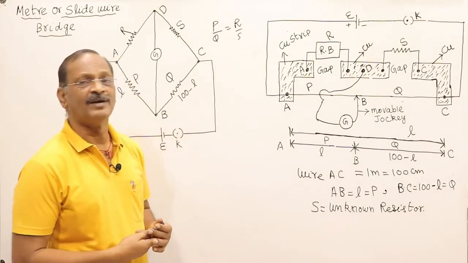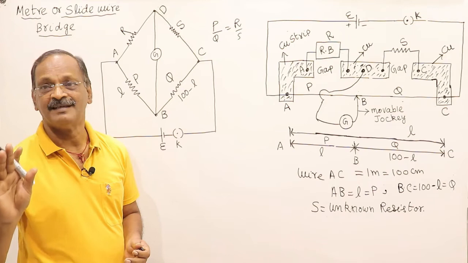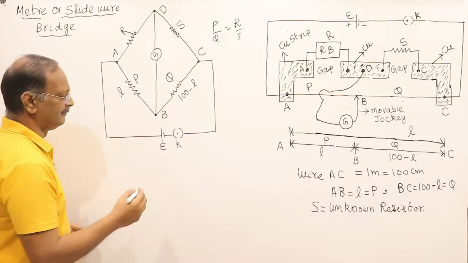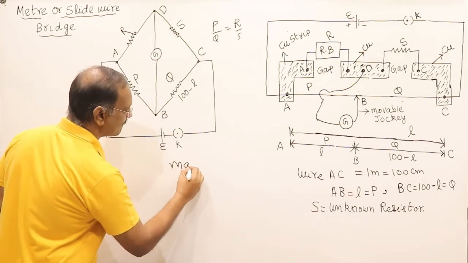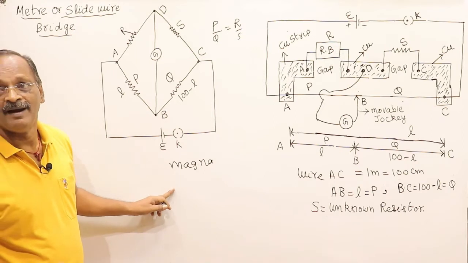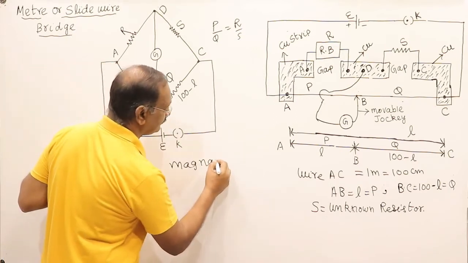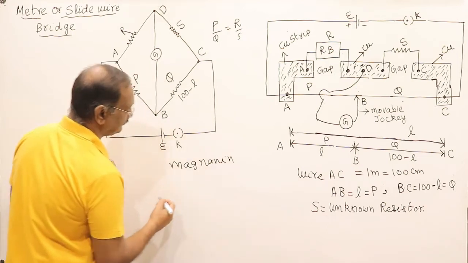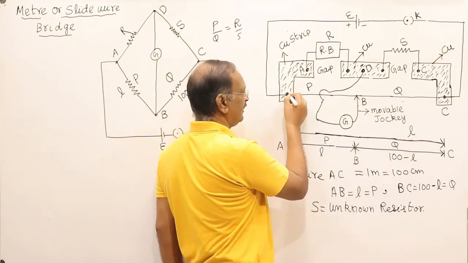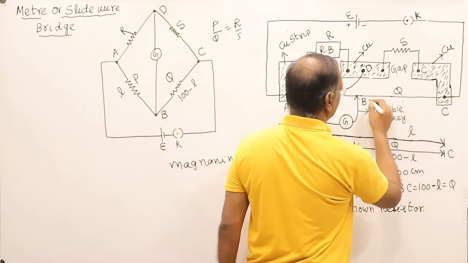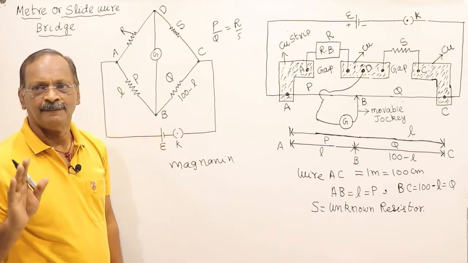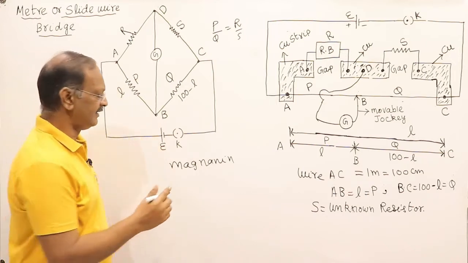It consists of a 1 meter long straight wire. It is made up of manganese or Constantine, the material of the wire. This is the 1 meter wire. The wire connected here is 1 meter, made out of manganese or Constantine.